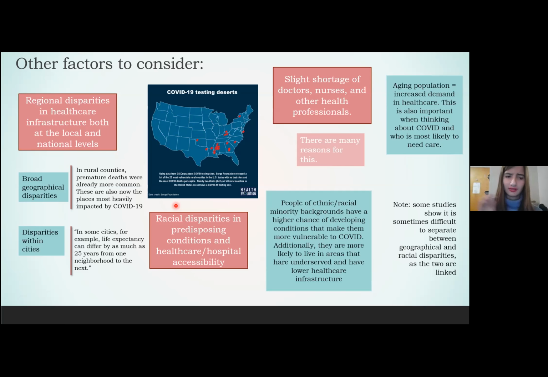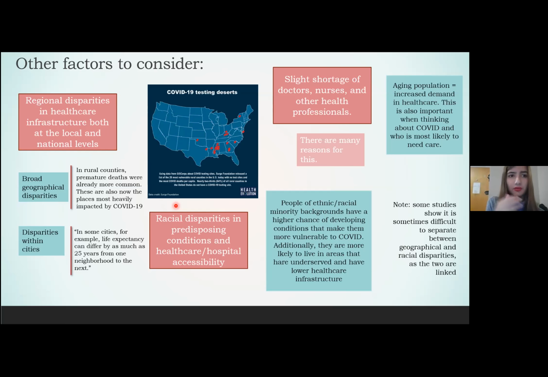And then there's also a lot of racial disparities, and there's a lot of predisposing conditions that can be very different depending on a person's ethnic or racial background. And these conditions can also then impact how likely someone is to get COVID, and people of minority backgrounds are more likely to live in areas that are highly underserved and have lower healthcare infrastructure. So that's also something to keep in mind.